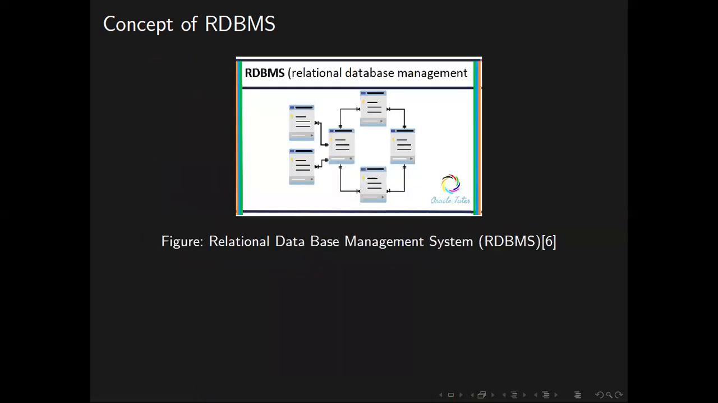Then we move on. RDBMS. Each table is related to another through a column called key column. There are two types of keys. One is primary key. The other one is foreign key. The most important one is called the primary key, and the other one is called the foreign key. Each table must have one primary key.